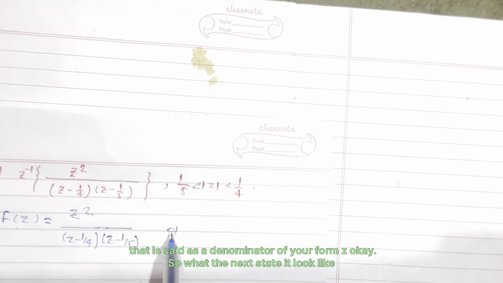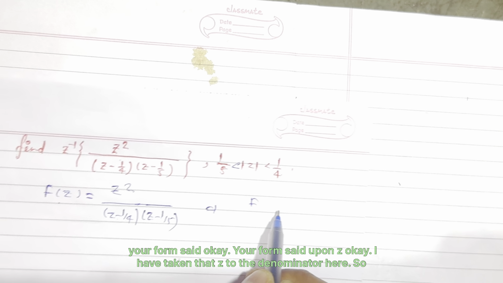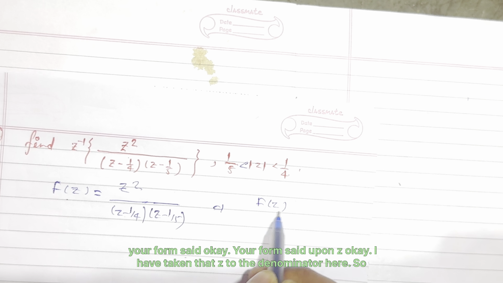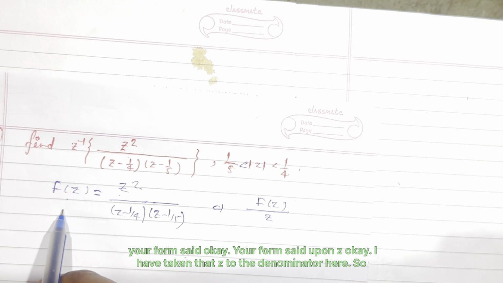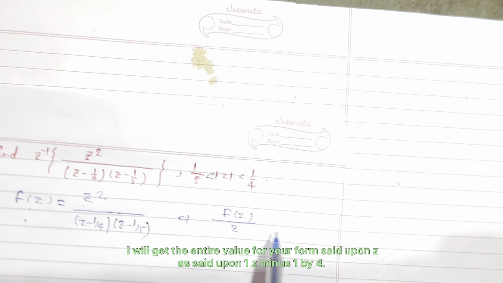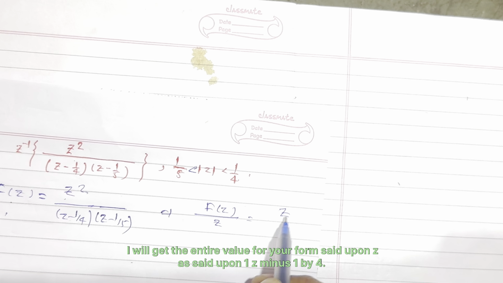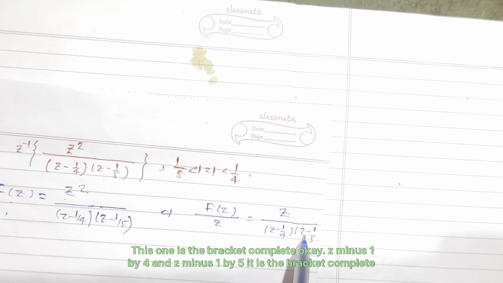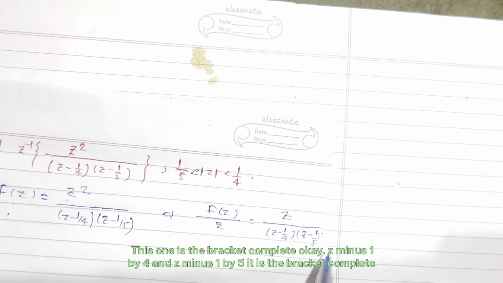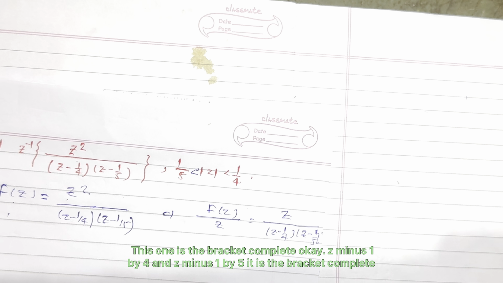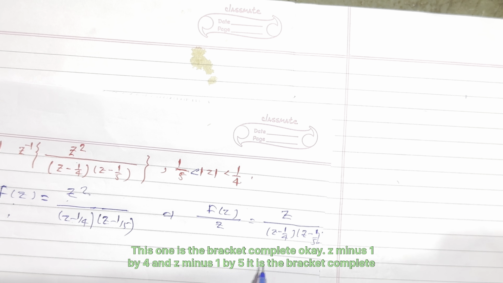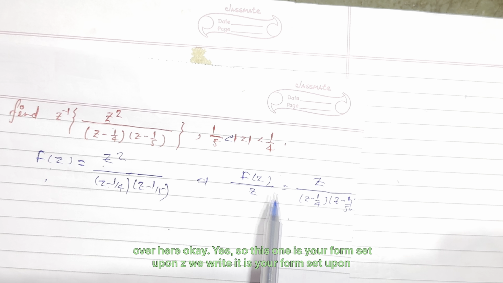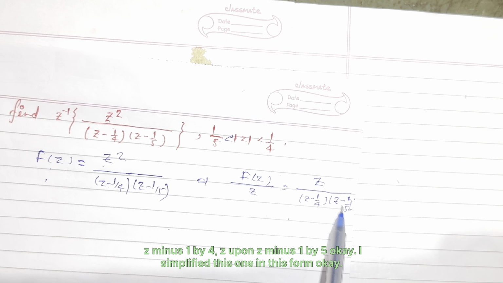So what does the next step look like? f of Z upon Z. I have taken that Z to the denominator here, so I get f of Z upon Z as Z upon (Z minus 1 by 4)(Z minus 1 by 5), with the brackets complete. So this is f of Z upon Z: Z upon Z minus 1 by 4, Z minus 1 by 5. I simplified it in this form.